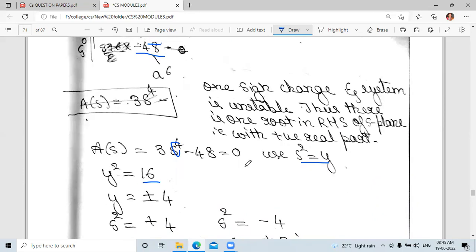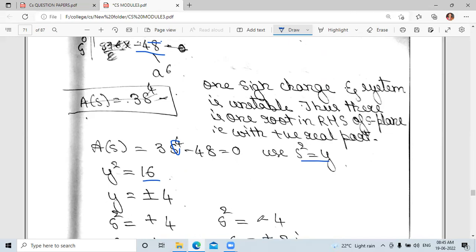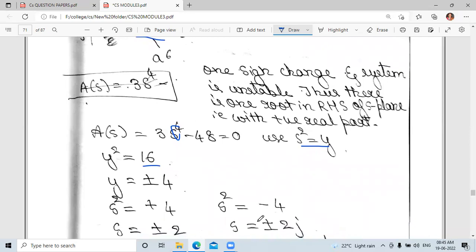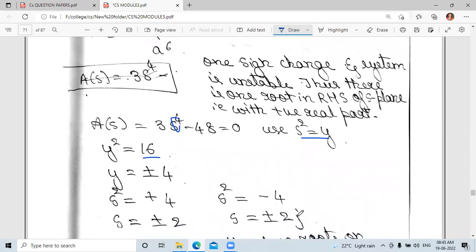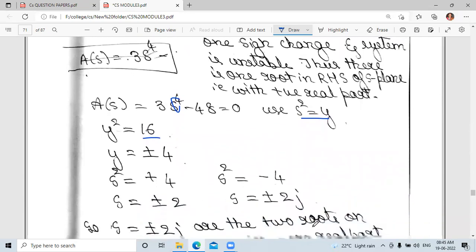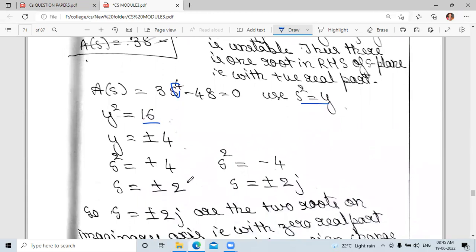But the value of y is nothing but s to the power of 2. So s to the power of 2 equals plus 4, and s to the power of 2 equals minus 4. For plus 4, you will get s equals plus or minus 2. And for minus 4, plus or minus 2j. So here you can observe there is only one positive real part. Or you can say that from this equation only one root will be on the right side of the s plane.